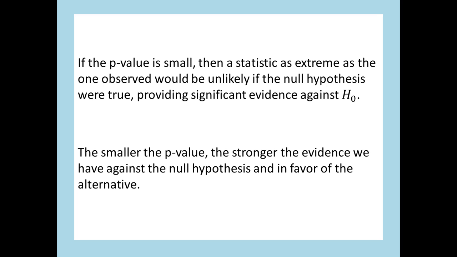Generally, the smaller your p-value is, the more evidence you have against the null hypothesis, which would be the same thing as saying the more evidence you have in favor of the alternative hypothesis. So a little p-value means that it looks more likely that the alternative is actually true and the null isn't.